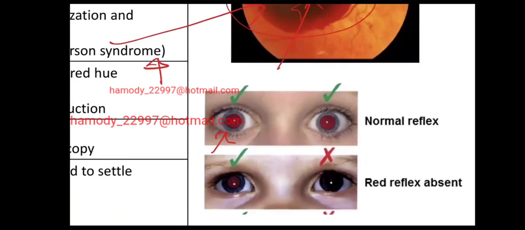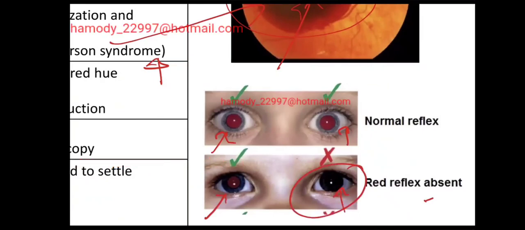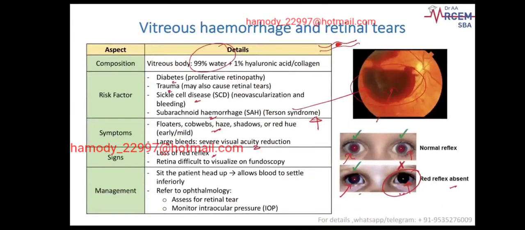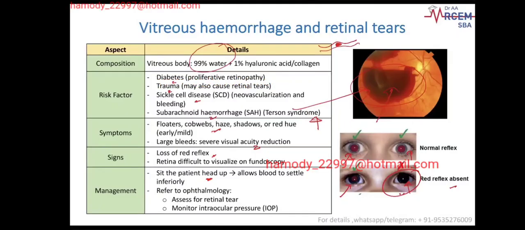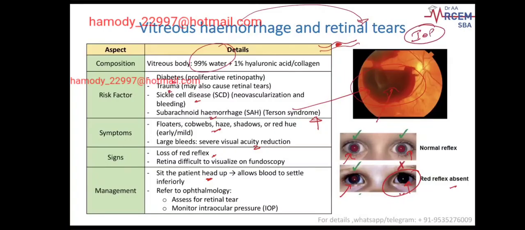This is a normal red reflex. This is also normal. This is abnormal. You're not seeing a red thing. This is absence of red reflex. So you make the patient sit on the chair with the neck hyperextended so that the blood settles down, and immediately refer to the ophthalmologist, because most of the time vitreous hemorrhage is associated with a retinal tear. Closely monitor intraocular pressure, which can be increased because of the active bleeding.